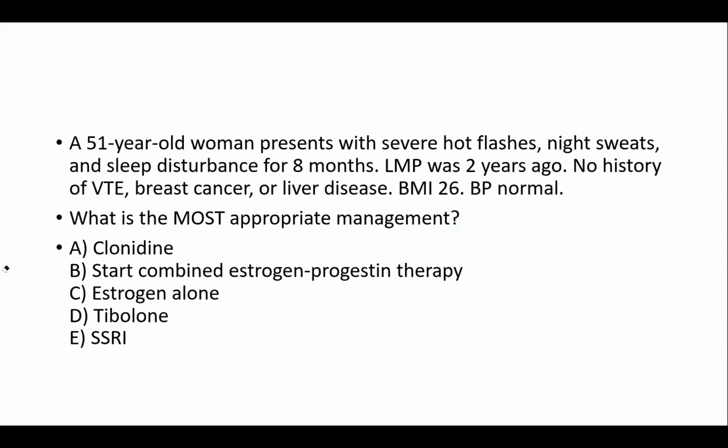Yes, ma'am. So here the answer is combined estrogen and progesterone. And what is important here, they have given no history of venous thromboembolism, no history of breast cancer, no history of liver disease, BMI normal, no smoking. These are all what? Contraindications to start HRT, if any of these is present. So they have ruled out the contraindications to start HRT. So that's why here the answer would be B. Okay. Now the next question.